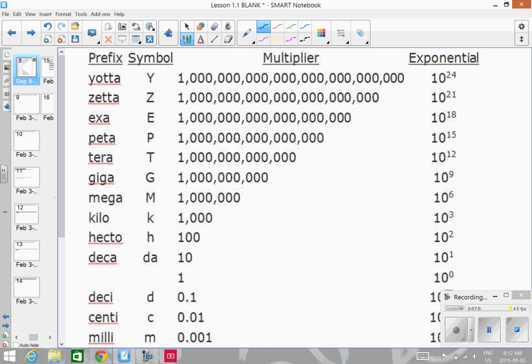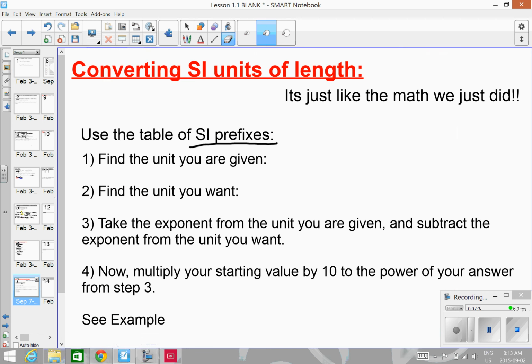This one here has all of the prefixes, the things that you would put in front of the base unit, and tells you what they are in exponential form and how many of the unit that is. So for example, a kilometer means 1,000 meters. So it tells you how many of the base unit. So that was just an example. Anyway, let's go back to these steps.